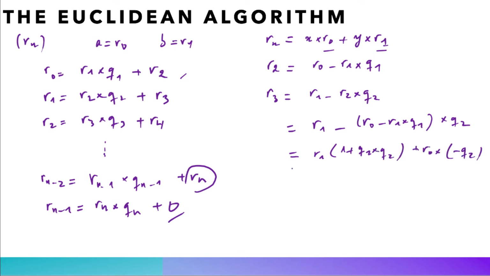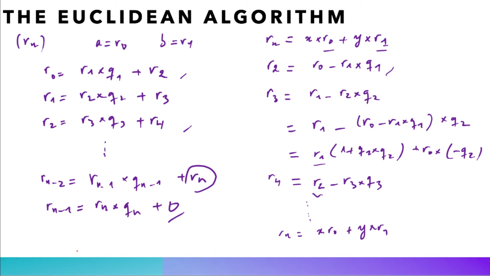Now all we have to do is to do this again with R4. We transform this equation here as R4 equals R2 minus R3 times Q3, and then replace R2 by the expression here and replace R3 by the expression which is here, and they are both functions of R0 and R1. We do this repeatedly until one gets to Rn as a function of R0 and R1, which means that we will get that Rn is equal to a certain integer x times R0 plus another integer y times R1.